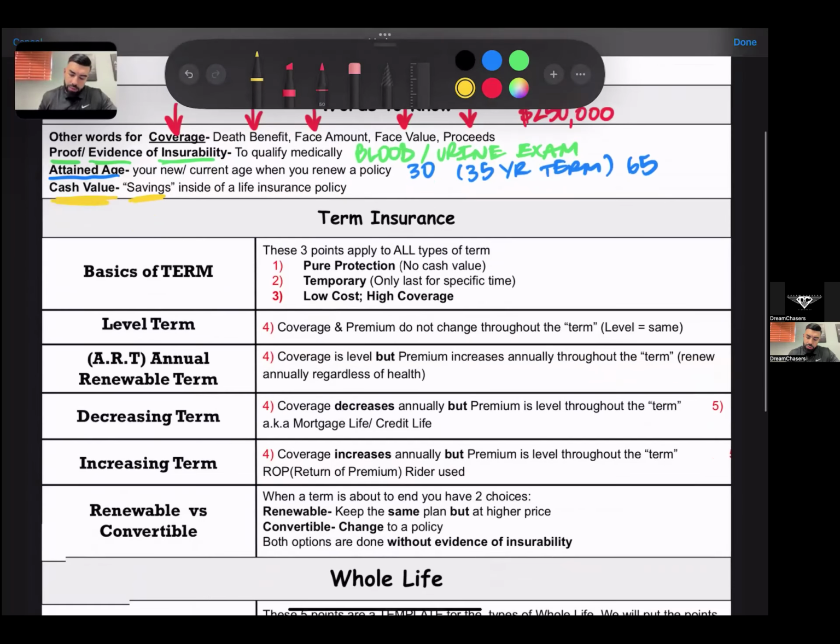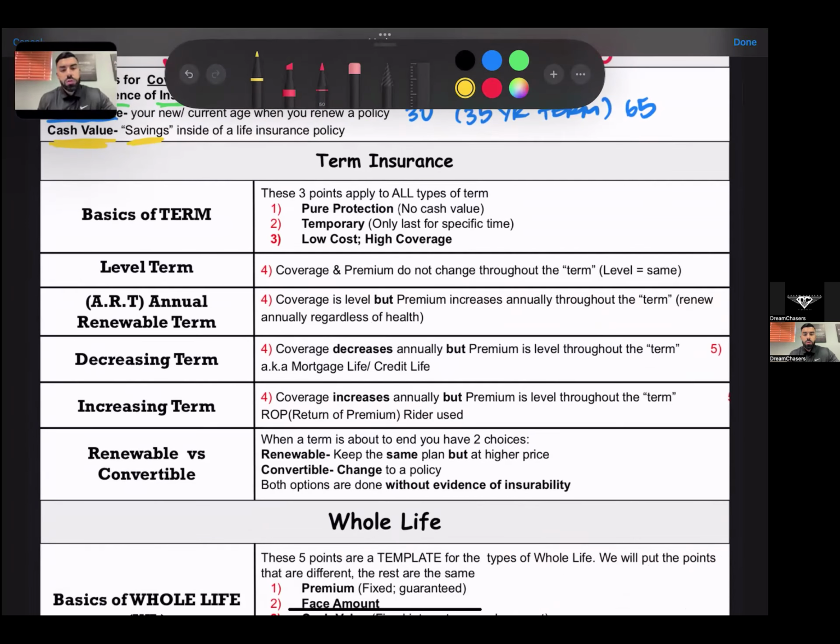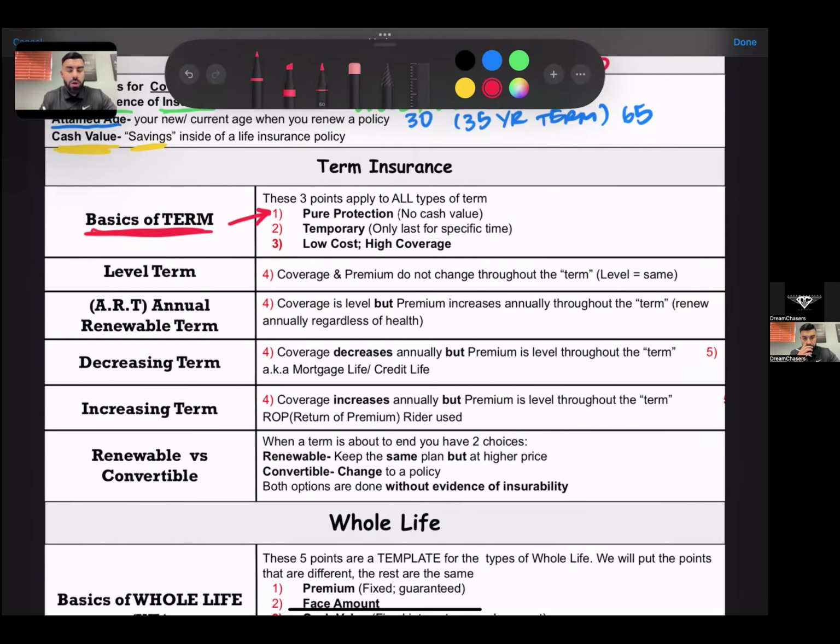So now we will dive into the first type of life insurance policy, which is term insurance. Term insurance has three main key points that apply to term life insurance. So number one is that it is pure protection. On the test, you may see it written as pure death protection, which means that there's absolutely no savings to it. So there's no cash value. Term insurance does not have a savings attached to it. It is pure death protection, meaning if the person passes away, the company pays out the death benefit.